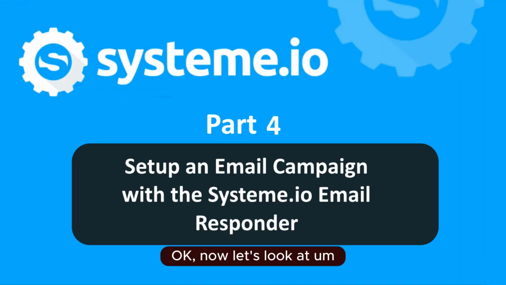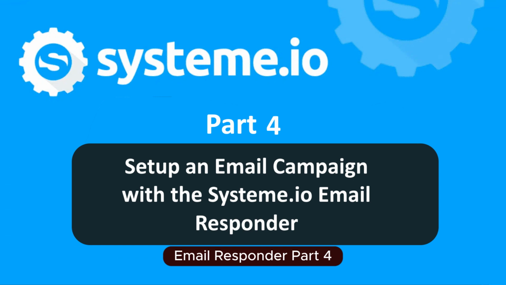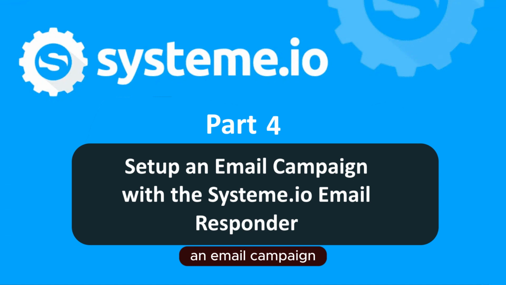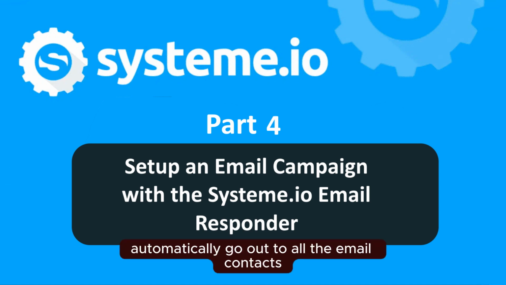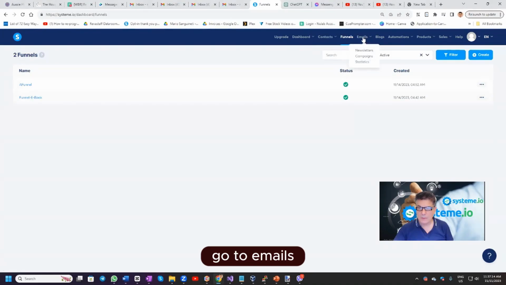Okay, now let's look at how to set up an email campaign with the Systeme email responder, part 4. So in the previous section, part 3, we saw how a funnel collects emails. Now what we want to attempt to do is create an email campaign and have the emails that we create automatically go out to all the email contacts we have. To do this, we go to emails at the top of the menu. Under emails, we have newsletters, campaigns, and statistics.